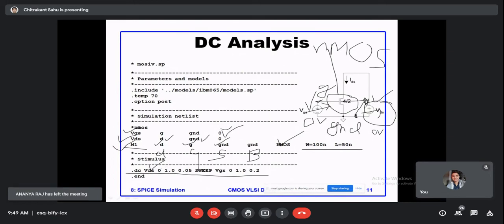I'll ramp VDS first. The initial voltage is 0 volt and the final voltage is 1 volt. What step size have I considered? 0.05. So I am going to vary from 0 to 1 volt in steps of 0.05. Then we are also ramping the gate voltage, VGS, starting at 0 volt up to 1 volt in steps of 0.2 volt. So both voltage sources are ramping. And what is the final result? Before that, just write the command .end.